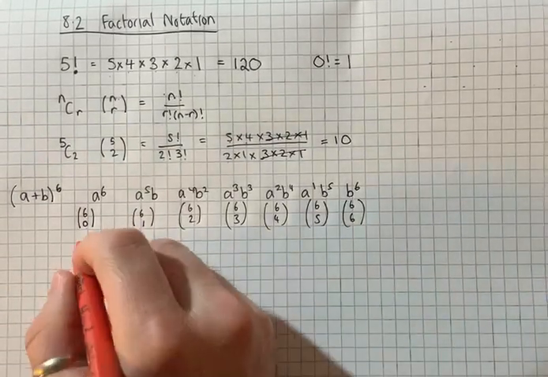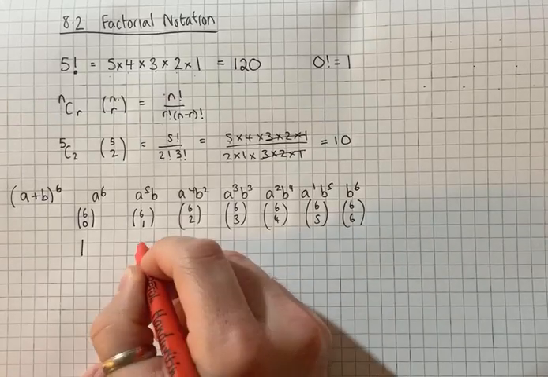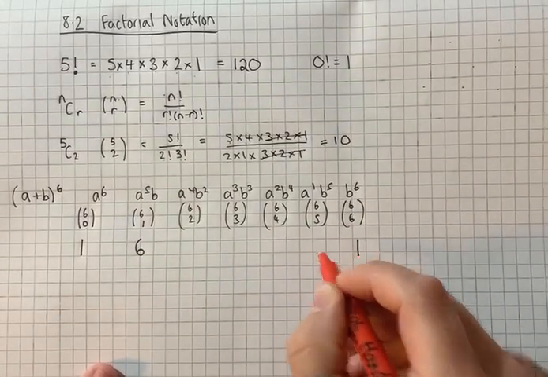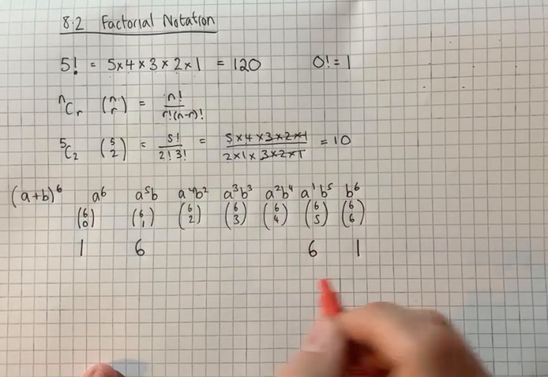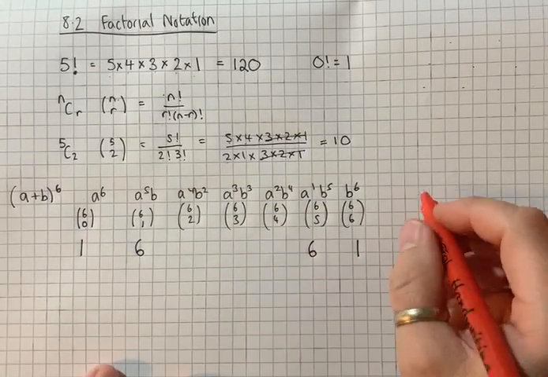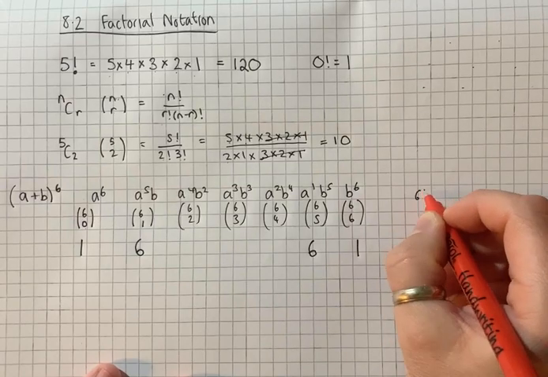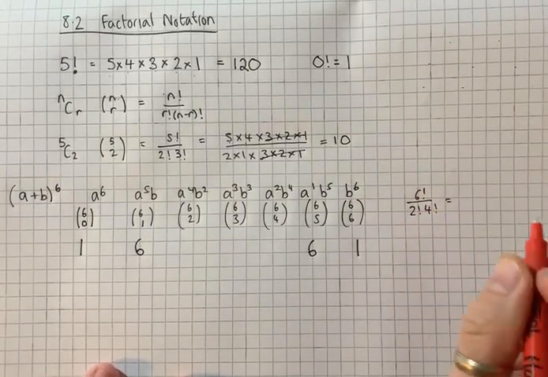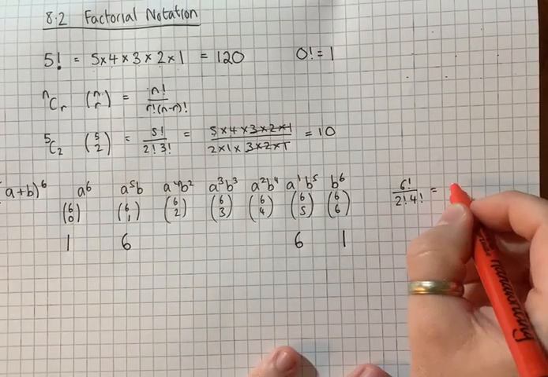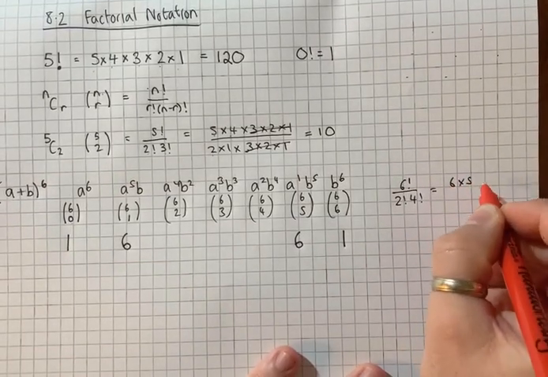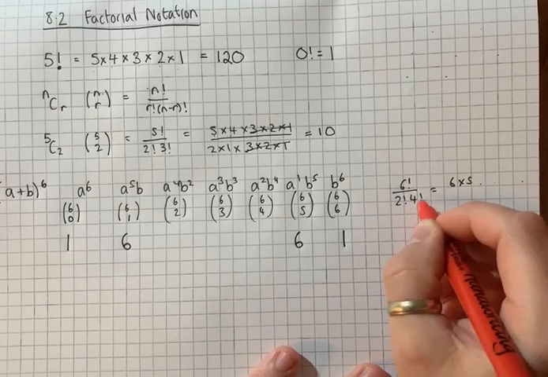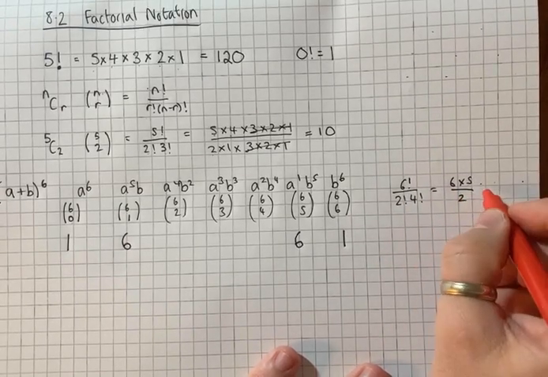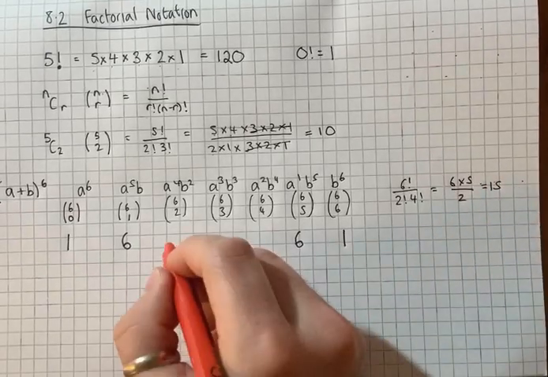We know the first term is always 1. We know the last term is always the same as the power. We have perfect symmetry, so we know those two. What about 6 choose 2? That's 6 factorial over 2 factorial, 4 factorial. If you think about the cancellation, 6 times 5 times 4 times 3 times 2 times 1 is going to cancel with that 4 factorial there. So all it is is 6 times 5 divided by 2, which is 15.